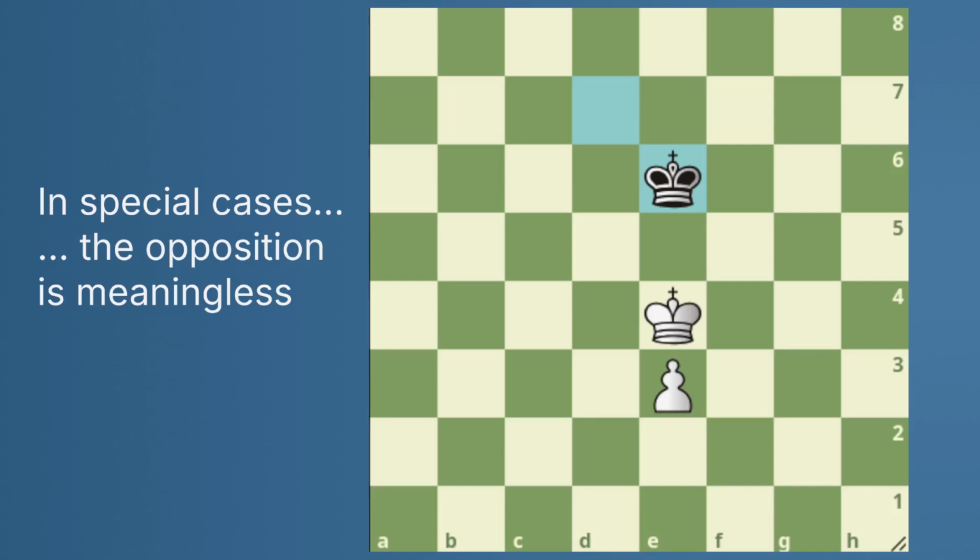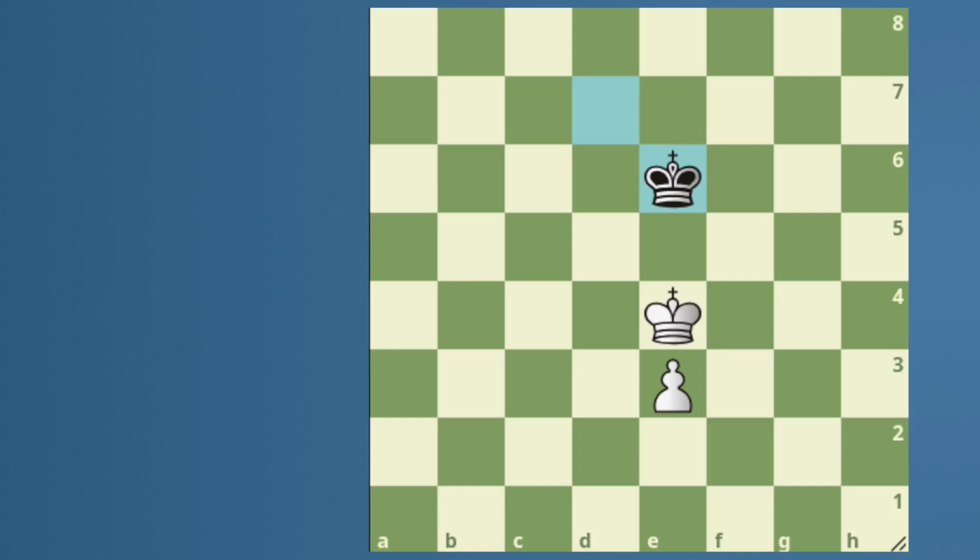In the next video, we're going to see why this happens. We'll look at how the rank of the pawn completely changes the position, and why the same opposition works on one rank but fails to work on another.